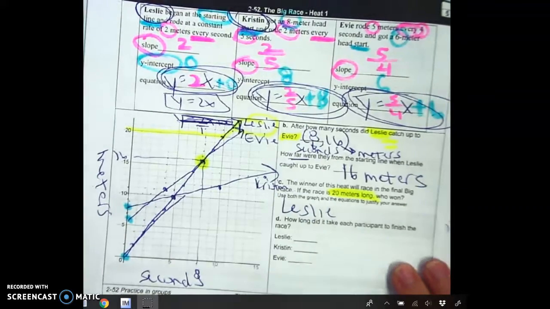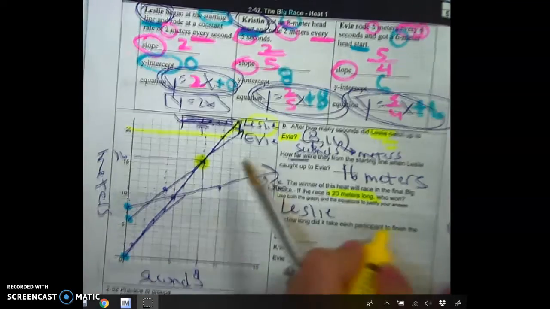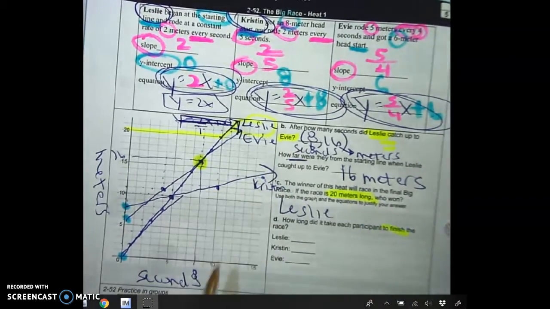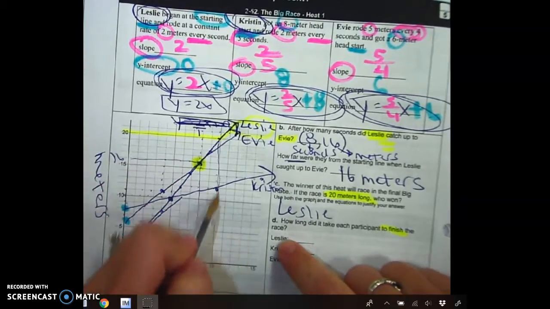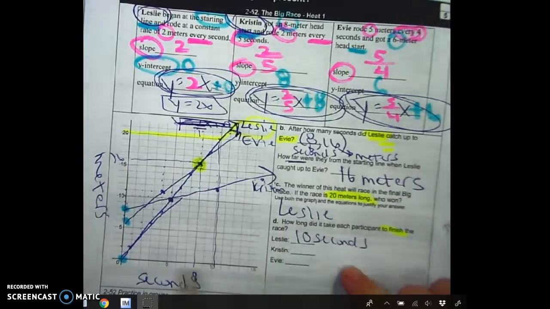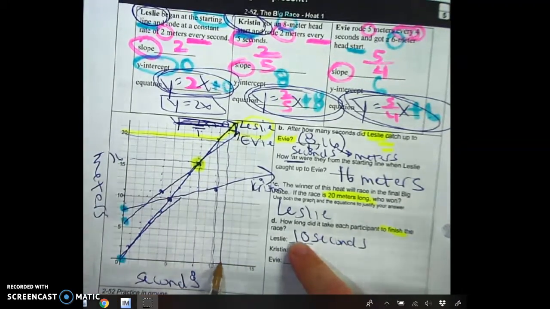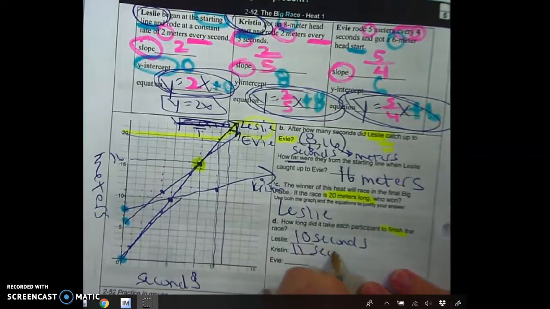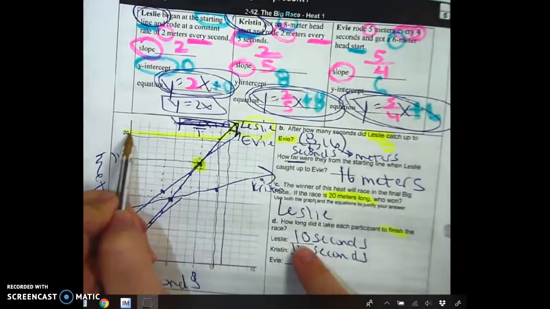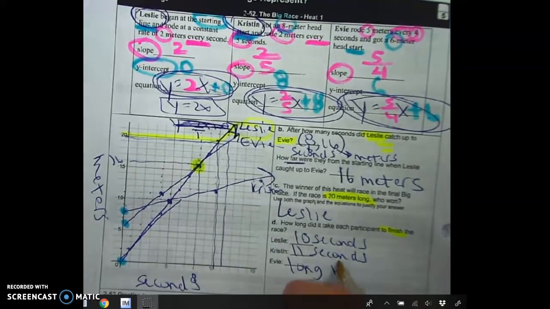How long did it take each participant to finish the race? Let's see. So the finish is 20 meters. So Leslie took 10 seconds. And then Evie took 11 seconds. And then Kristen, wow, she took a long time. She took way too long.